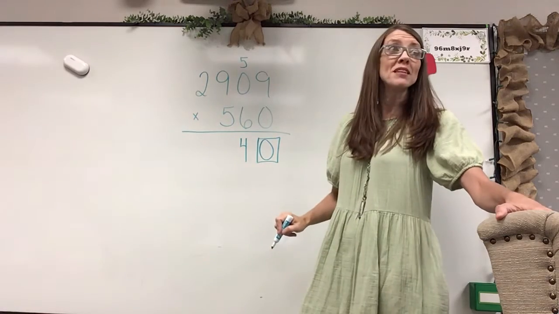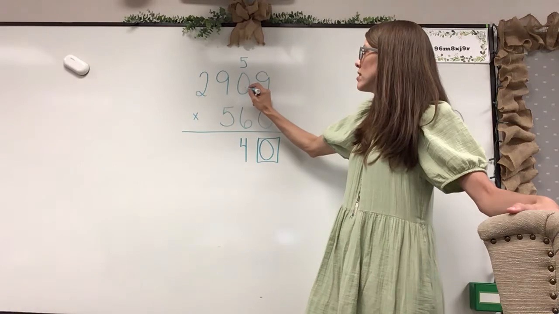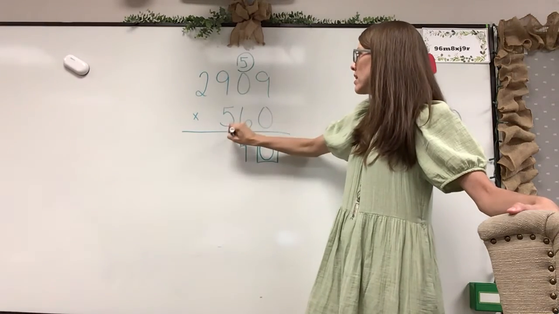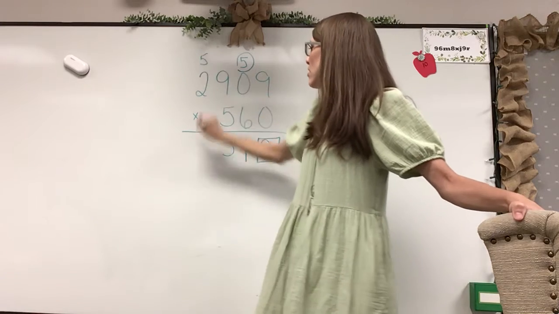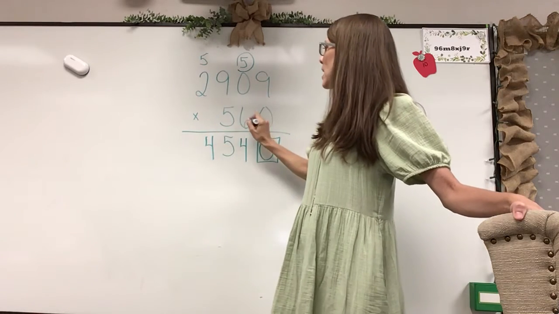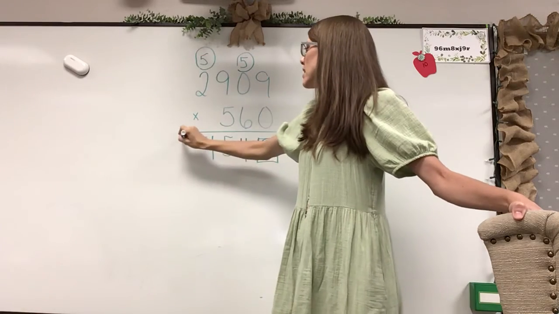Do I have everybody with me still? Yes. Okay. 6 times 0 is 0, plus 5 is 5. 6 times 9 is 54. 6 times 2 is 12. 12 plus 5 is 17.